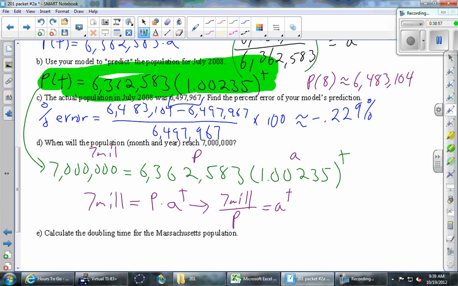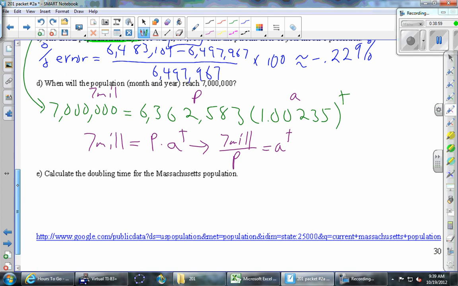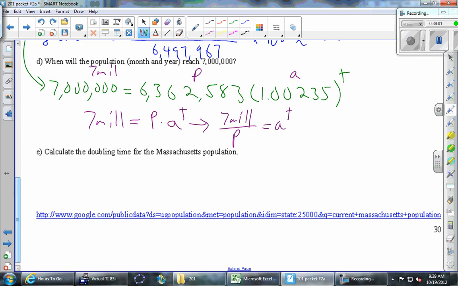And then what do we do to solve for T? Yeah, the T is in the exponent. That's how you decide what to do. Look for where the variable is. It's in the exponent. We take the log of both sides. So we get 7 million over P equals A to the T. I'm just writing it again so that I can put an ln in front of both sides.